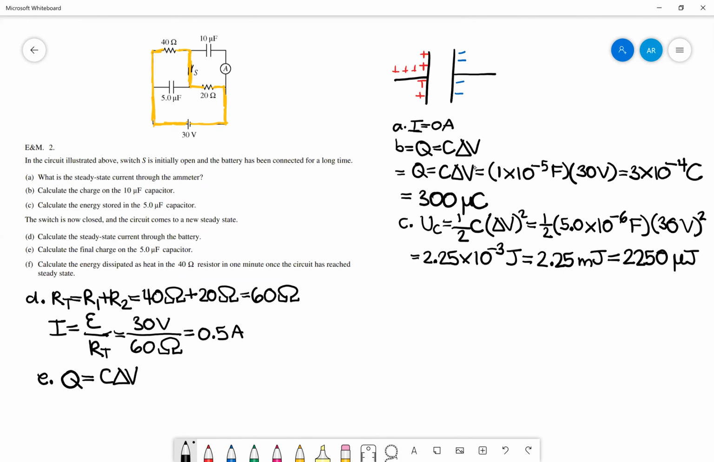However, in part D, we just found out there was a non-negligible current through the 20 ohm resistor. What we're going to be doing is trying to utilize what we know, given that now there's a non-zero voltage across the 20 ohm resistor.